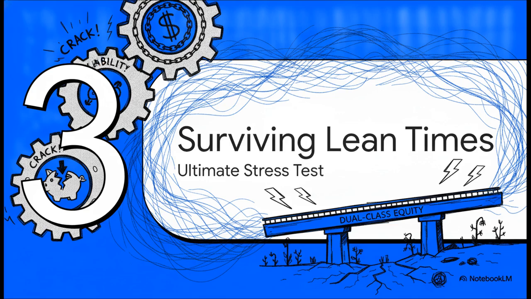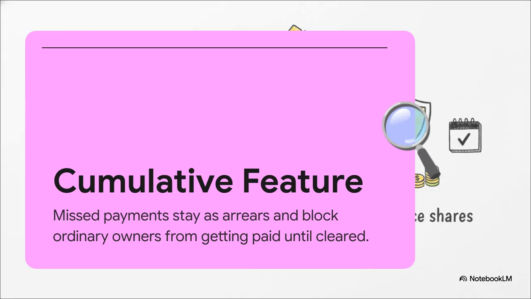Now, what's really interesting about this slide is how it guides us into the harsh reality of what happens during tough economic periods. What actually happens when that fixed liability collides with a bad economy? Surviving lean times is literally the ultimate stress test for this dual-class equity structure. If earnings drop, the board can just simply skip paying dividends to ordinary shareholders. Easy enough. But what about the preference shareholders?